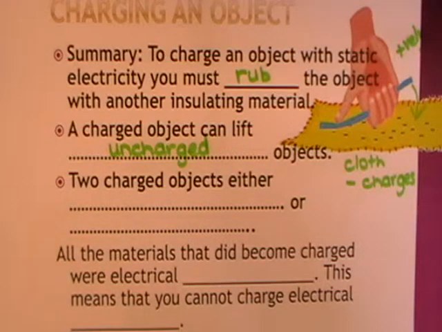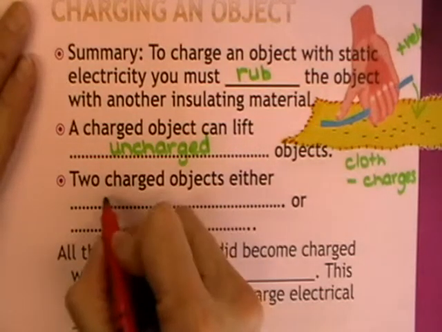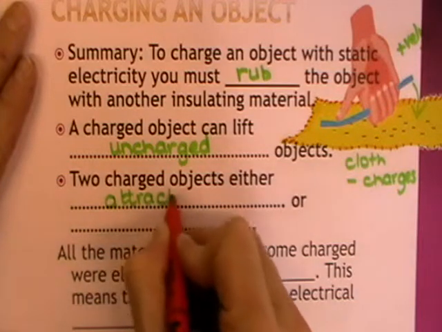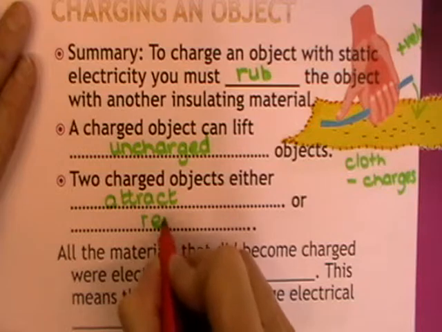So, another little point then, once you have two charged objects, what they do to each other is they either attract each other, so they move towards each other, or repel each other.